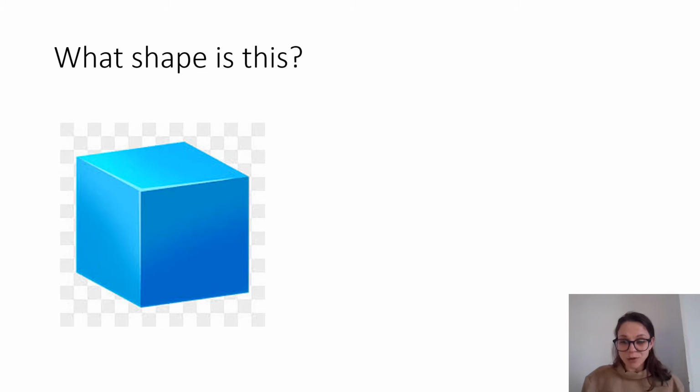Can you try writing it down on your whiteboard? Don't worry about the spellings. What is this 3D shape called? It is called a cube. Well done if you knew that. Fantastic. Shall we try another one?